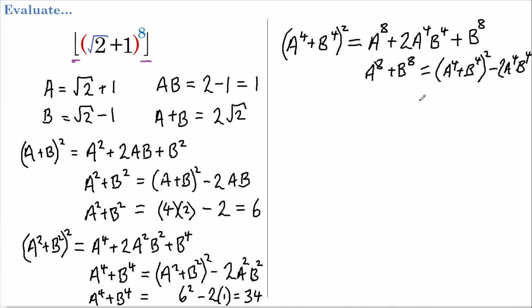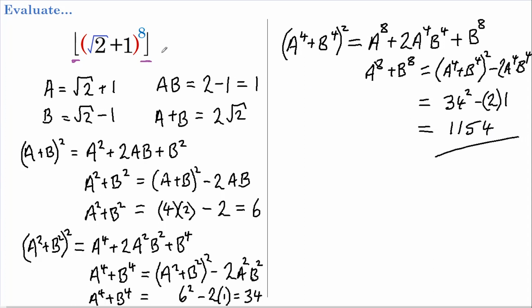And again, we can evaluate the right hand side because we know A to the power of 4 plus B to the power of 4 equals 34. So this is 34 squared, and that is less 2 lots of, well, again, we know that A to the power of 4 times B to the power of 4 is just going to be this raised to the power of 4, which is 1. So 34 squared is 1156. So 1156 less 2 is 1154.